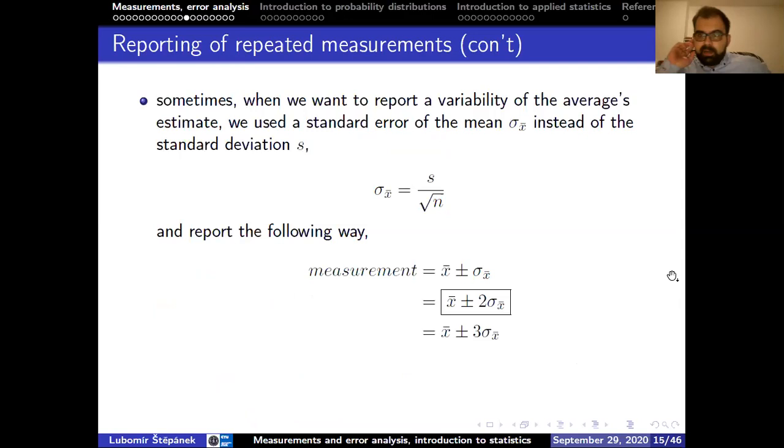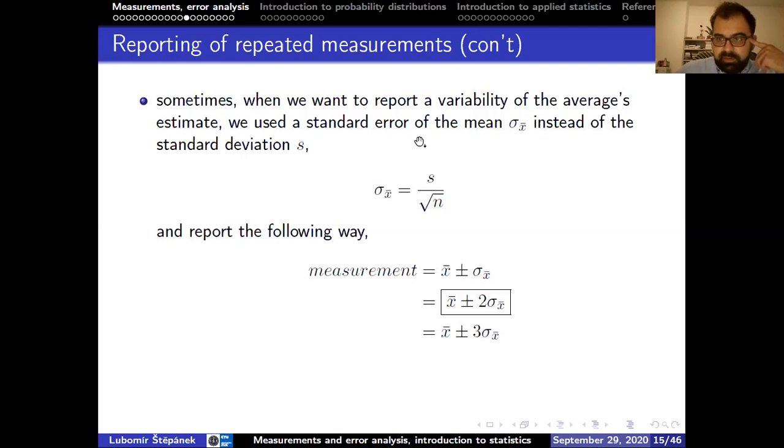Okay. A final remark you should know about. Sometimes, if you want to report the variability of the average estimate, rather than the variability of our sample, our bunch of repeated readings, we use something different from the standard deviation. This is the standard deviation of the mean, or rather called the standard error of the mean. It's a standard deviation exactly for the value of the mean, not for the whole sample. The S stands for the standard deviation for the whole sample. And since we are here interested only in one number, exactly the mean, the arithmetic average of our sample, then we can expect that the variability is lower than the variability of the entire sample.